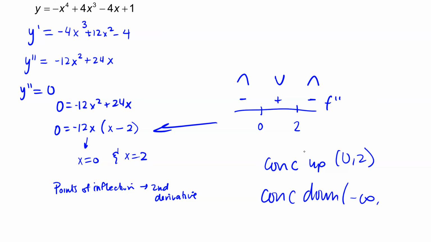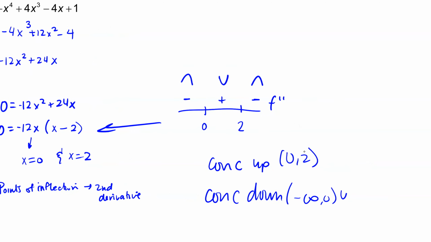From negative infinity to 0, union 2 to infinity. Remember, no brackets because these are intervals. For intervals, we don't include the point where we're changing. And then this is it.